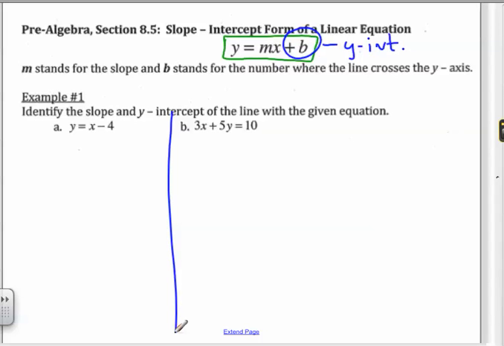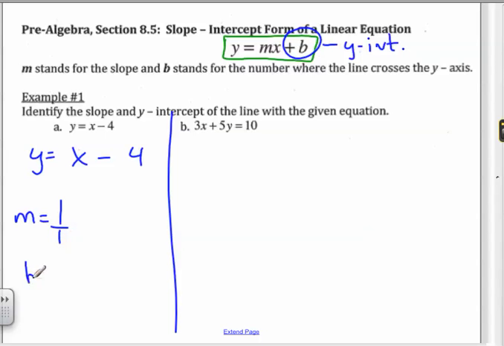All right? Y is equal to x minus 4. Let me ask you something. What's the slope? Raise your hand if you think you've got it. What's the slope of this line? 1. That's the number in front of the x. But wait a minute. Slope is always written as a fraction. This isn't written as a fraction. Hobbs, can you help me? 1 over 1. Right? Good.